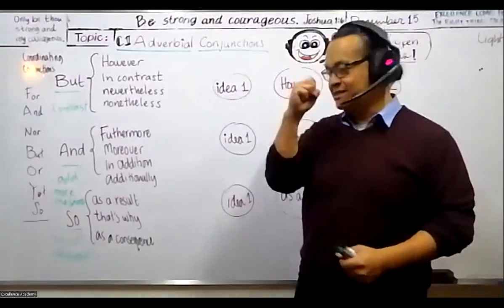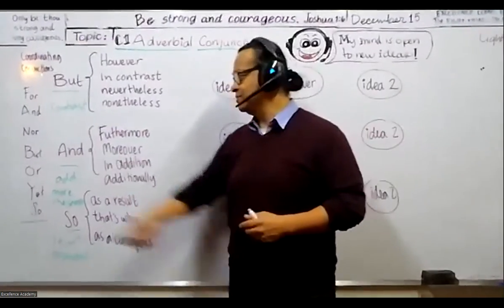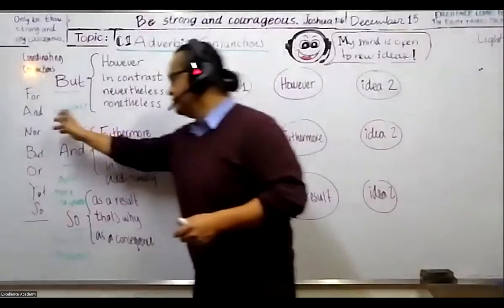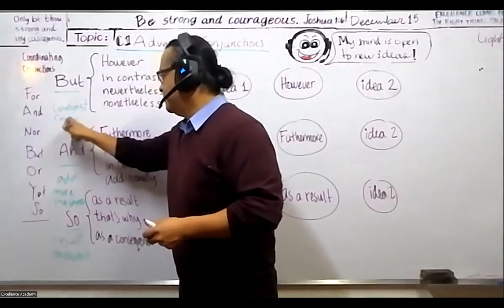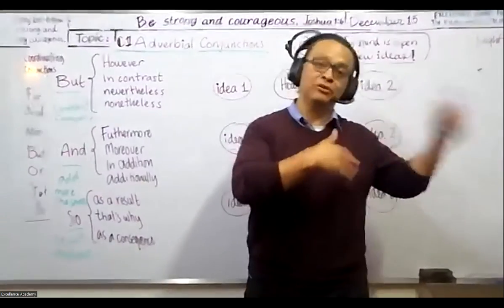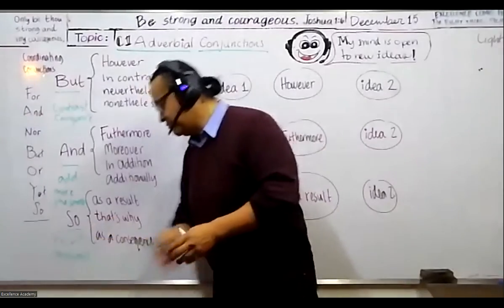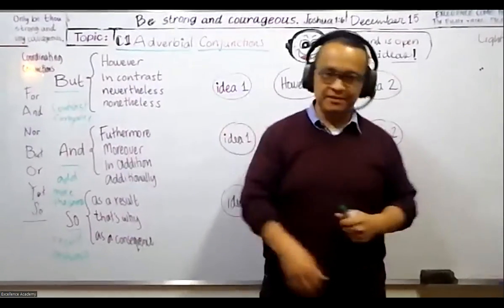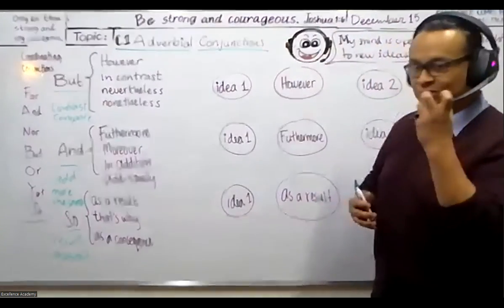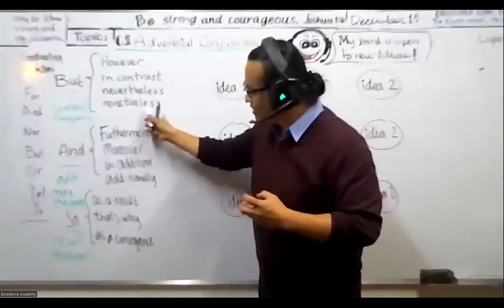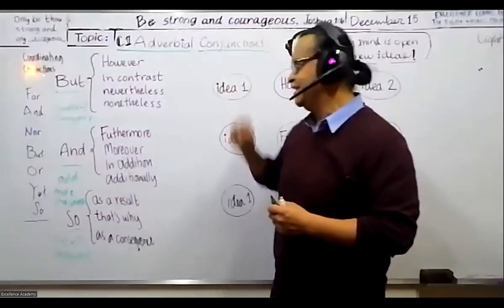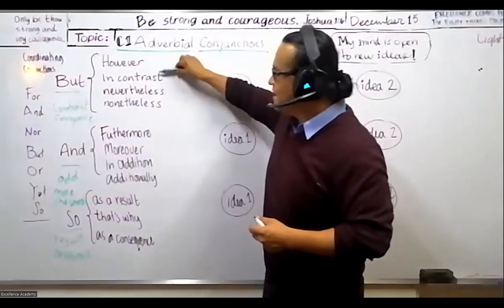So I want you to grasp the concept, right? We use but to contrast, to compare. We use and to add more of the same or similar ideas together. And we use so to explain the result or the consequence. Okay, great. So we got that part. Now that we understand that, we understand where these adverbial conjunctions come from. They stem, they originate from the coordinating conjunctions. So now we have adverbial conjunctions.